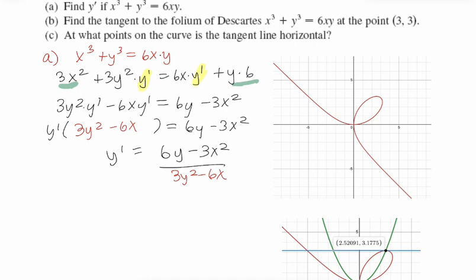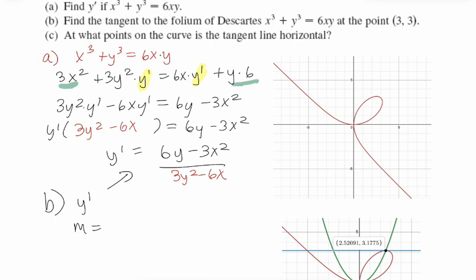Now, let's move on to part B. Part B says to find the tangent at 3, 3. Now, it doesn't say really what to do with the tangent, so I'm assuming they want the tangent line. So let's do that, okay? So the first step is to find y prime, which is above.